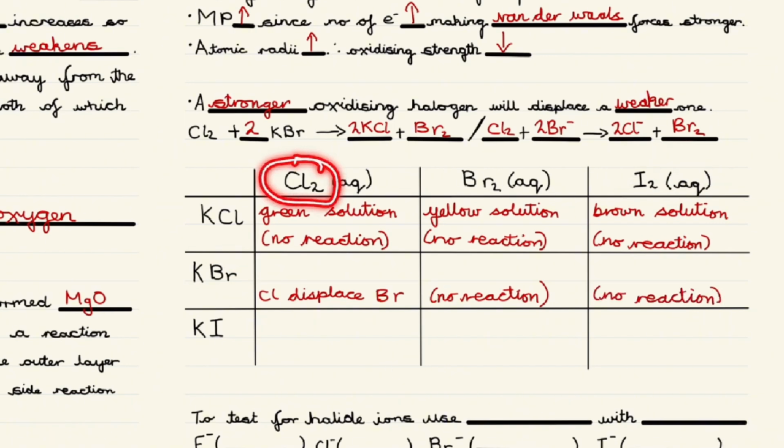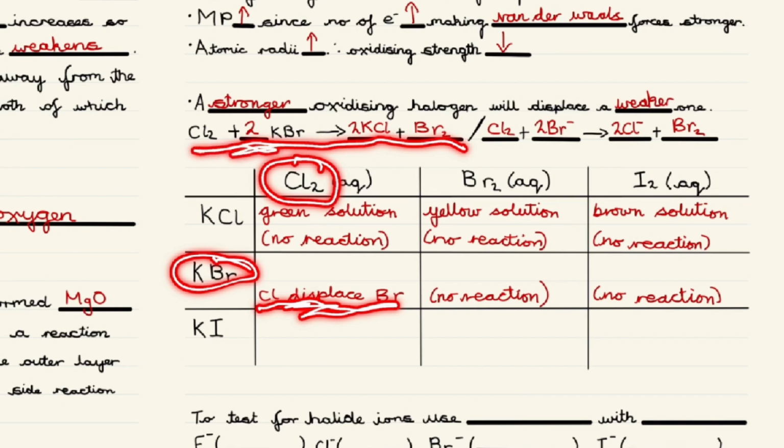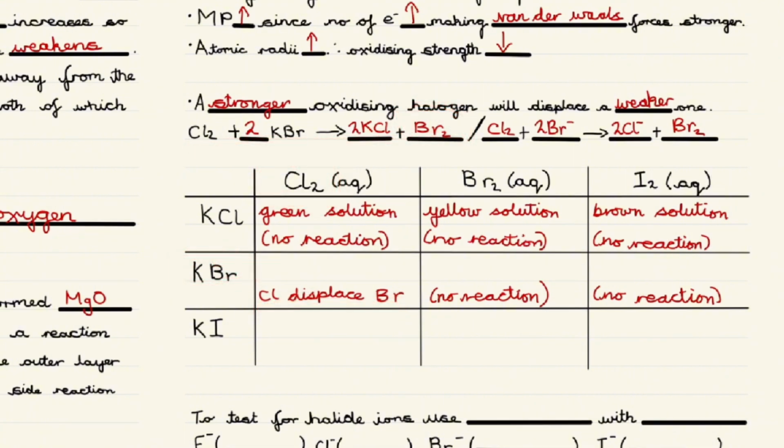Okay, so when chlorine reacts with potassium bromide, like we said, there's going to be a displacement, right? So because of that, we're going to form, like we did in this reaction here, 2KCl and Br2. And that Br2 is the important thing for the observation, because we need to think about the color of Br2, and Br2 is a yellow solution.